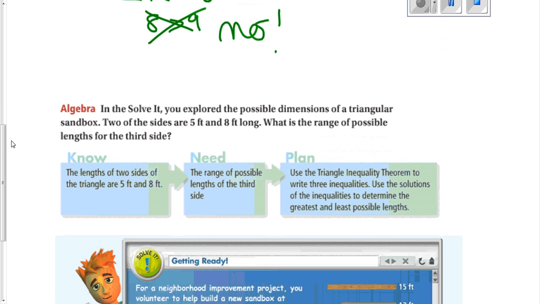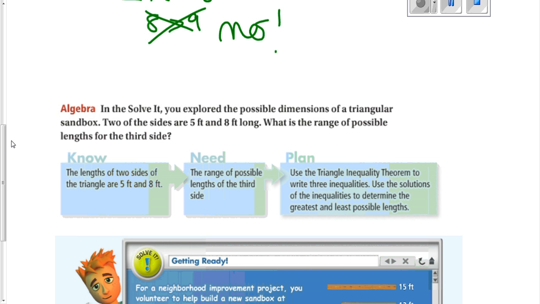All right, last concept we're talking about today. So you can determine now if 3 sides form a triangle. Now let's be given 2 sides and find the range. So Algebra 1 says, in the Solve It, you explore the possible dimensions of a triangular sandbox. 2 of the sides are 5 and 8 feet long. Now we need to find the range of possible lengths for the third side.